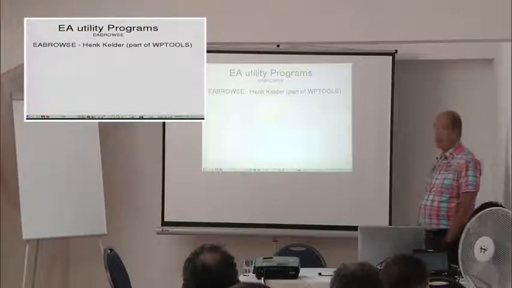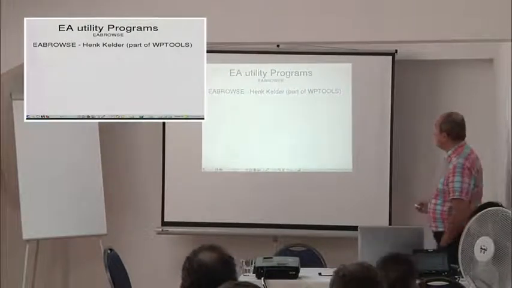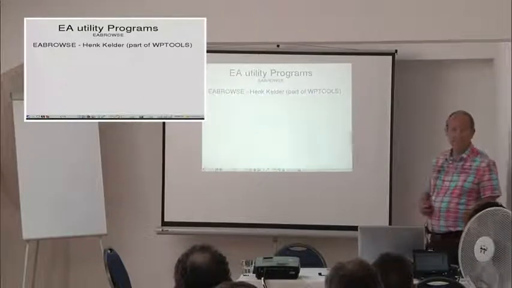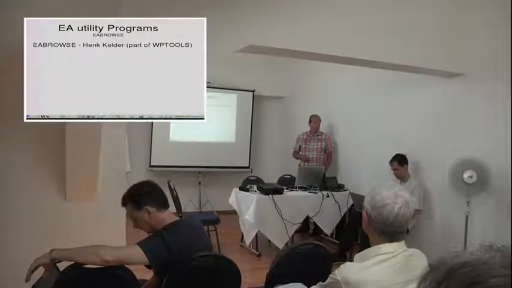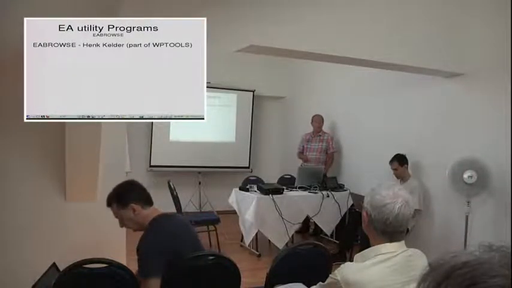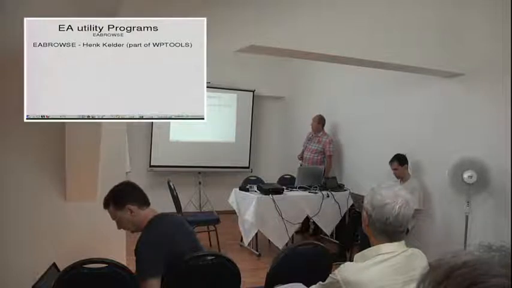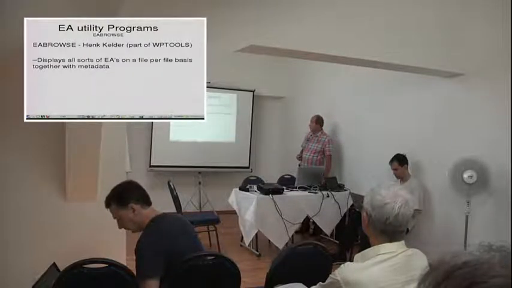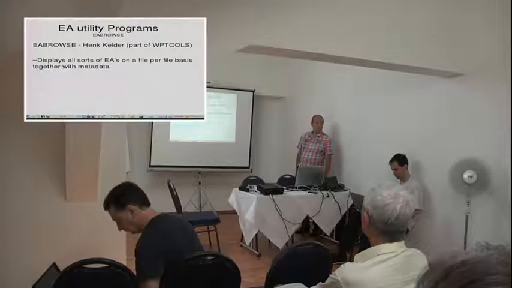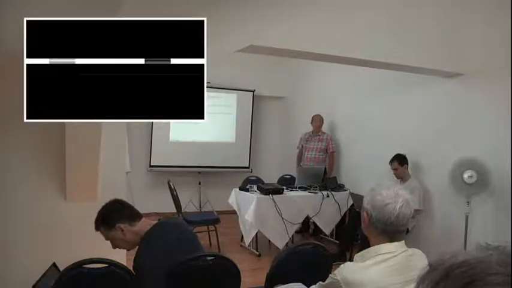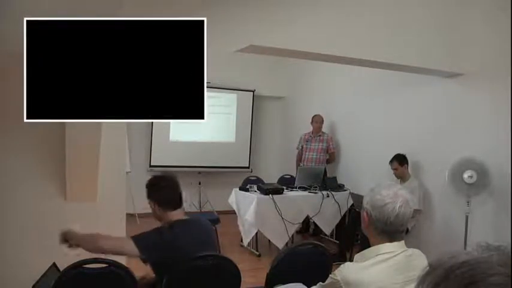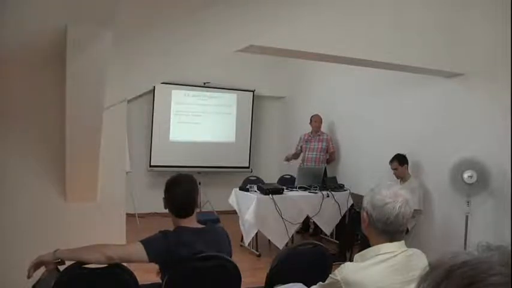There are a number of utility programs available. I think everybody knows the programs from Henk Kelder, EA Browse, which is part of WP Tools. That will allow you to look and see what EAs are available. It displays all sorts of EAs on a file-by-file basis together with the metadata. It cannot modify any data, however. So if you wanted to change it, you can't do that with EA Browse.